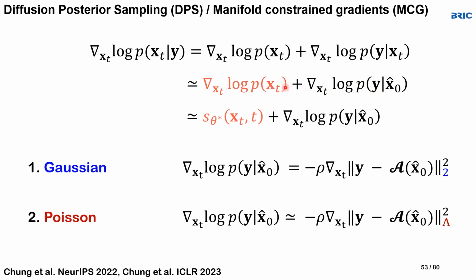Then we can approximate the former term with the pre-trained score function, the diffusion model. And the latter term simply depends on the measurement model, for example, Gaussian or Poisson. Note that these gradients can be computed as their functional forms are known. We see that for Gaussian, we are essentially performing gradient descent that minimizes the squared L2 norm of the residual, whereas for Poisson measurements, we are minimizing the squared weighted norm of the residual. Also note that x0 hat is actually a function of xt, computed with the forward pass through the neural network. Hence, in order to compute this gradient, we need backpropagation.